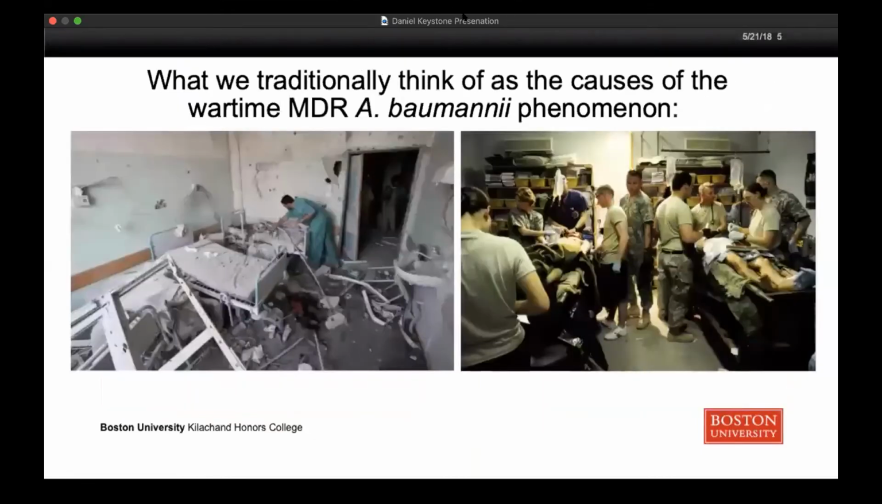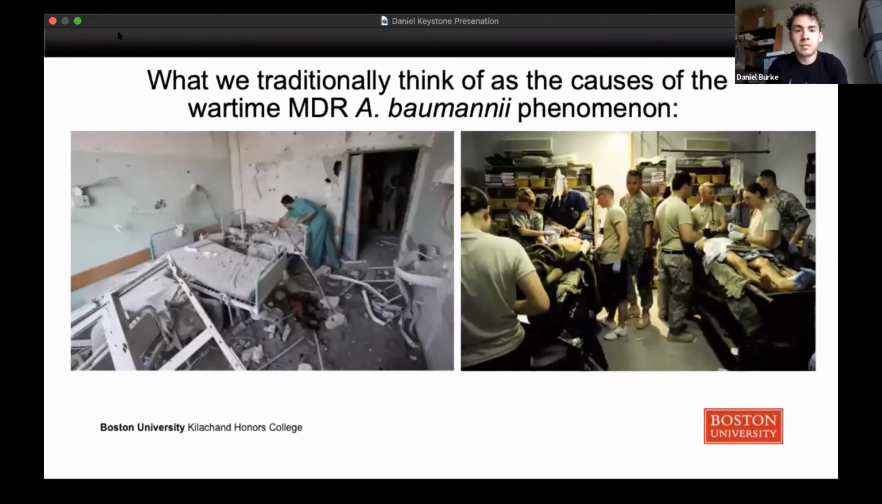So what we traditionally think of as the causes of this multi-drug resistant baumannii phenomenon in Iraq, we largely use a civilian paradigm where a lack of sterility in these military elements.